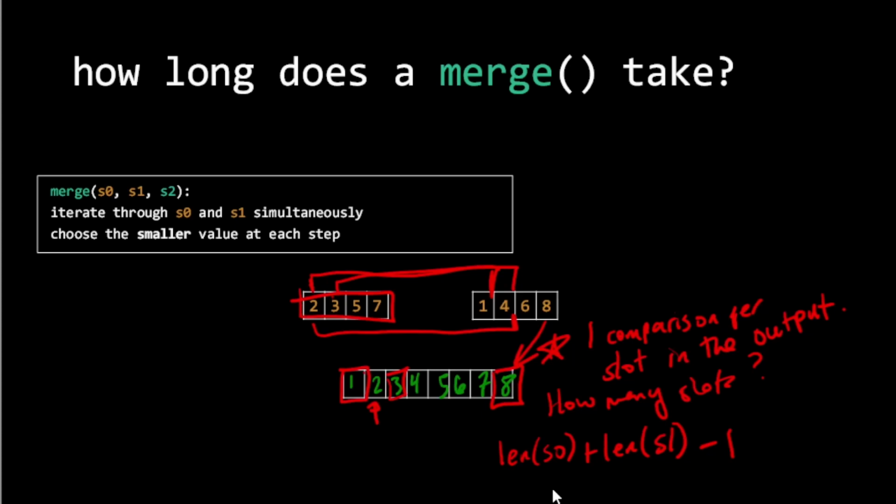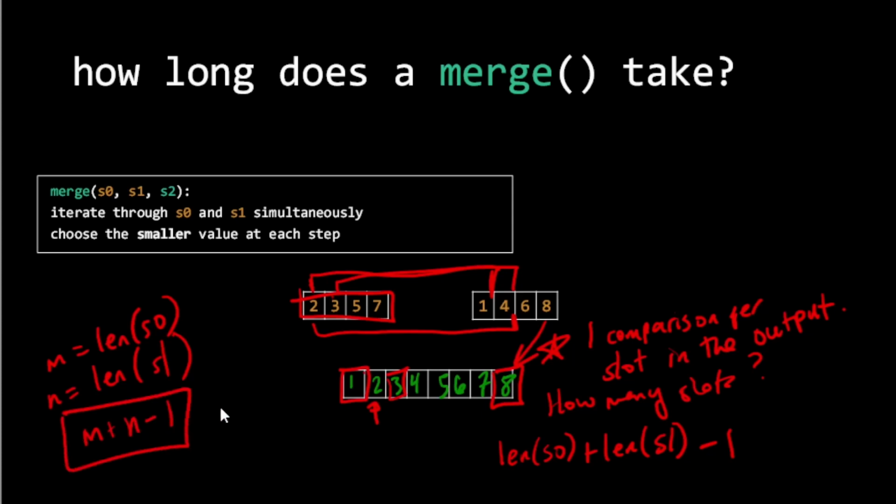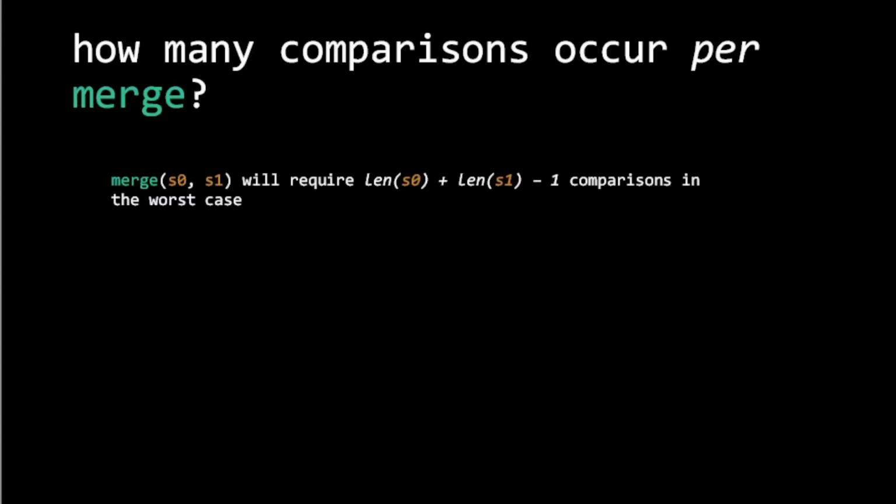But we can label these a little clearer. We can say m equals the length of S0 and n equals the length of S1. Then there are m plus n minus 1 comparisons, and that's per merge, so whatever the length of the input was for each, added together. Okay, so we just answered this. If we call merge S0, S1, it'll require length S0 plus length S1 minus 1 comparisons in the worst case.